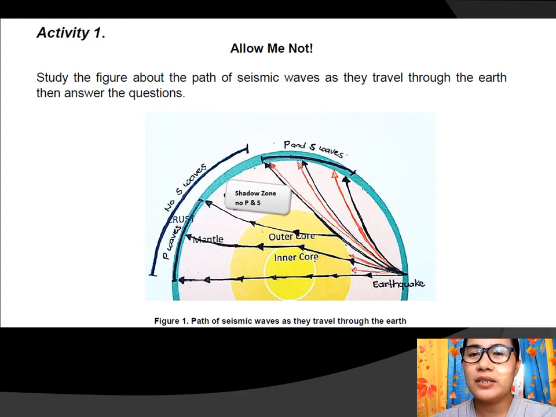There is a picture there, and it is a picture of the path of a seismic wave as it travels through the earth from the surface to its interior. If you can see the picture there, the earthquake originated from this position right here. This is the epicenter of the earthquake. And then seismic waves travel in all directions. In this diagram, there are 2 seismic waves, P waves and S waves.